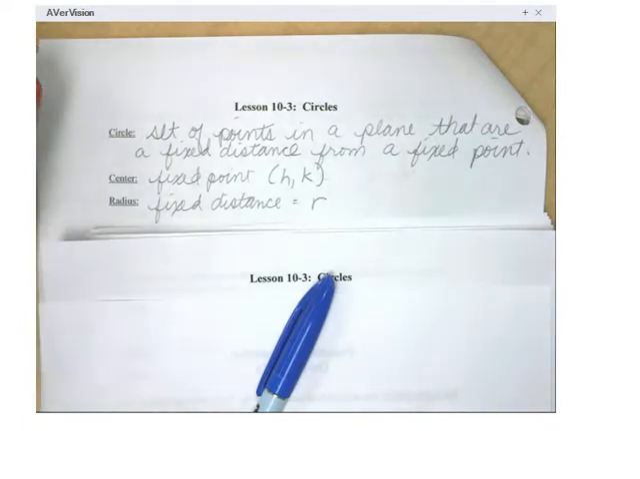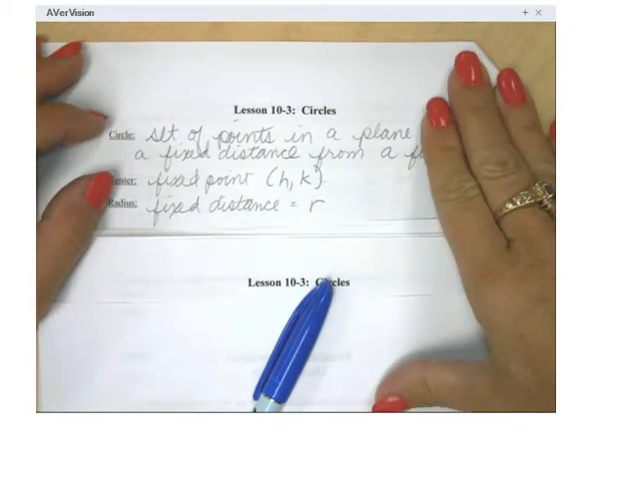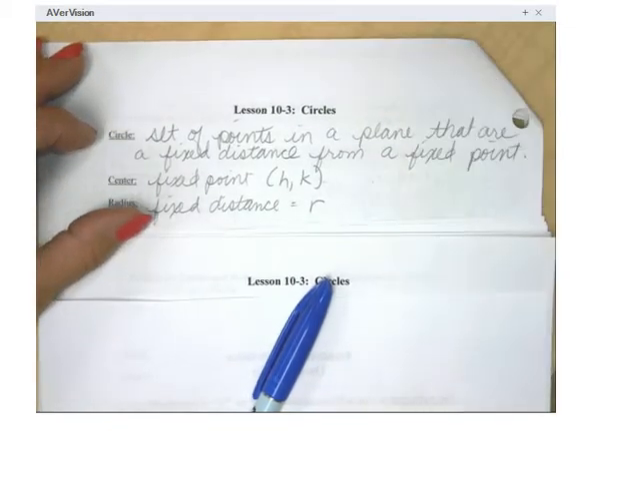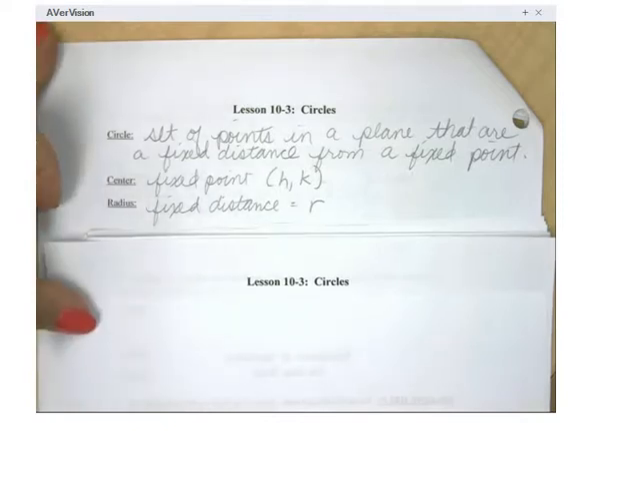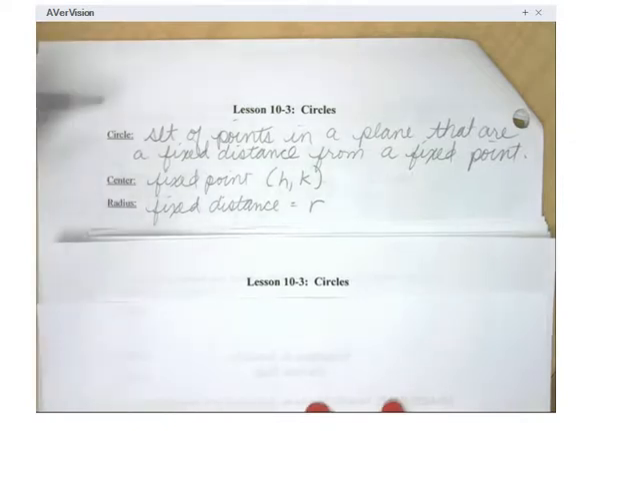Today we're going to look at section 10-3, and I have really good news for you. A circle is tremendously easier to work with than a parabola. Although you've studied parabolas before and haven't studied circles, you would think that maybe circles might be more difficult, and actually they're a lot easier, very much easier than a parabola.